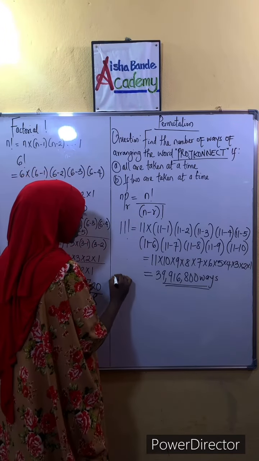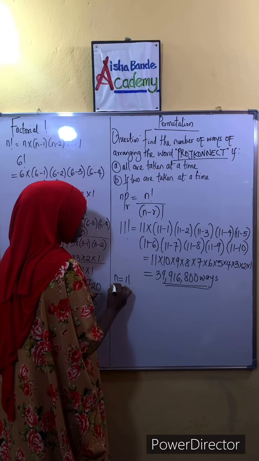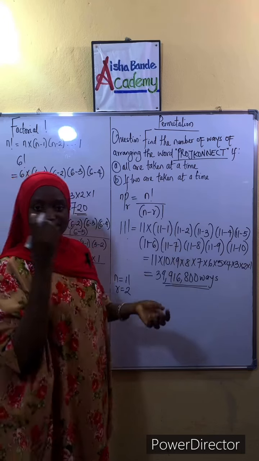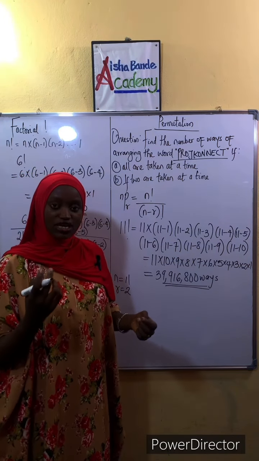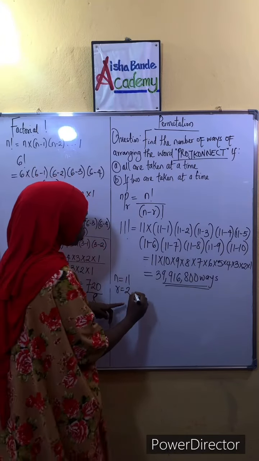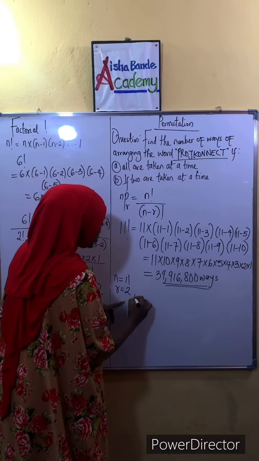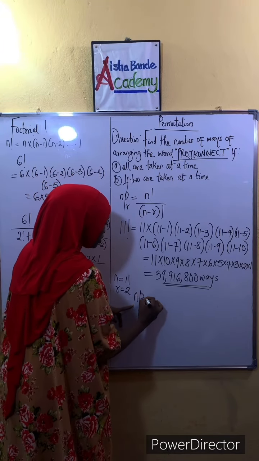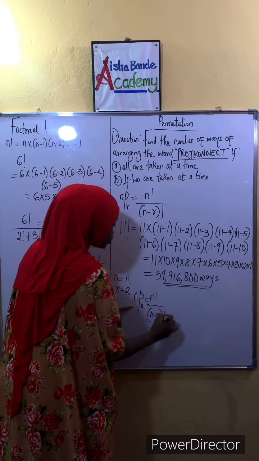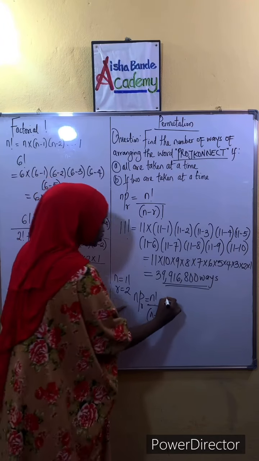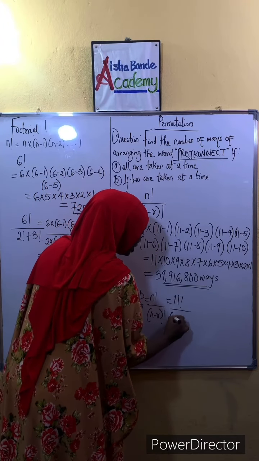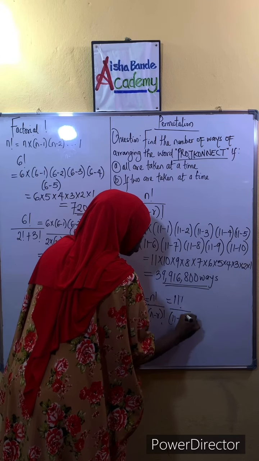So let's go to the next one, which says, if two are taken at a time. What this means is that our n here is equal to 11 and r is equal to 2, because it said if two are taken at a time, okay? That means you're taking two letters at a time from the word approach connect. So we're going to use the formula, which is nPr is equal to n factorial over (n minus r) factorial. So our n here, this is going to be 11 factorial over (11 minus 2) factorial.